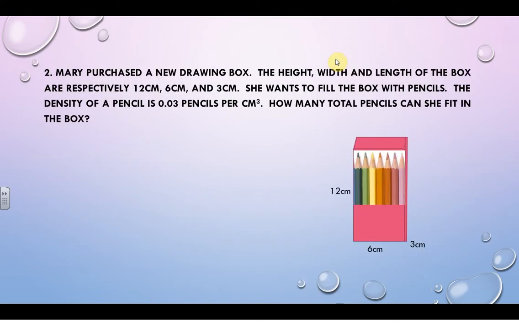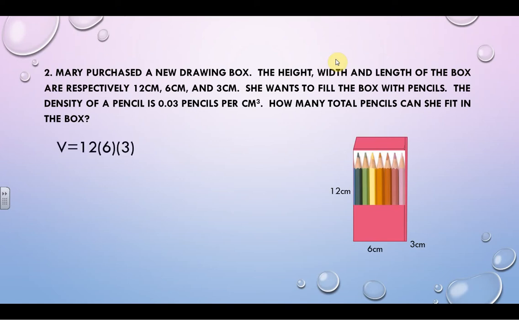All right, next example. Mary purchased a new drawing box. The height, width, and length of the box are 12, 6, and 3 centimeters. She wants to fill the box with pencils. The density of a pencil is 300th pencils per centimeters cubed. How many total pencils can she fit in the box?